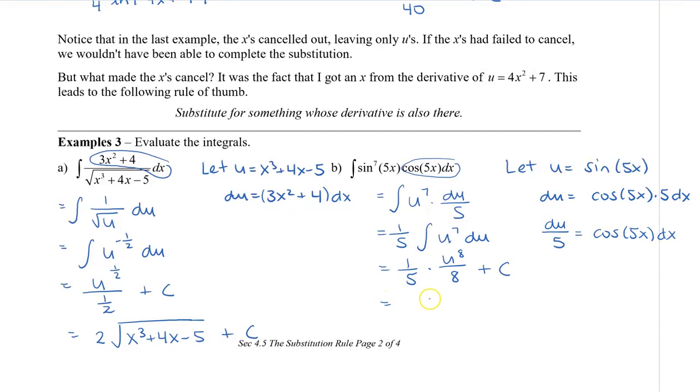And then substituting this back in, I get sine to the power of 8, 5x, all divided by 40, and then plus c. So that's how you integrate using the substitution rule.